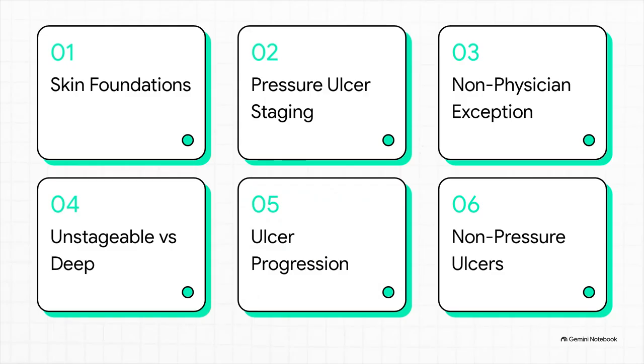Okay, let's lay out our mental roadmap for today. We're unpacking 6 distinct categories. First, Chapter 12 Skin Foundations. Then, the Pressure Ulcer Staging Matrix. Third, the Non-Physician Exception. Fourth, Unstageable versus Deep Tissue Injuries. Fifth, Ulcer Progression During Admission. And finally, Non-Pressure Chronic Ulcers.